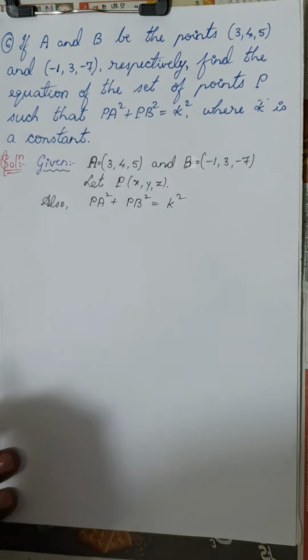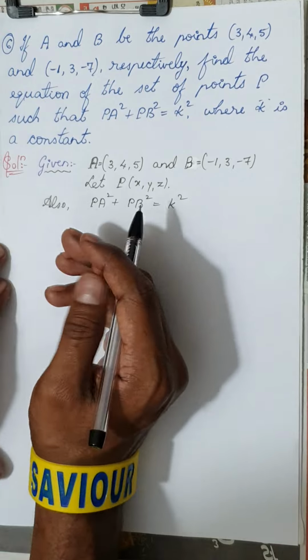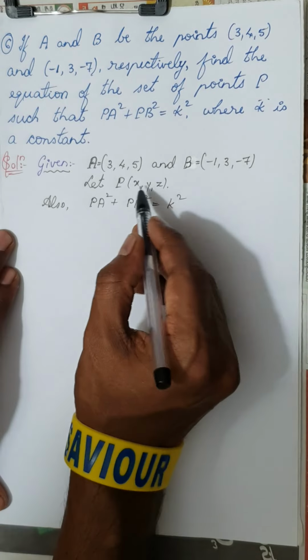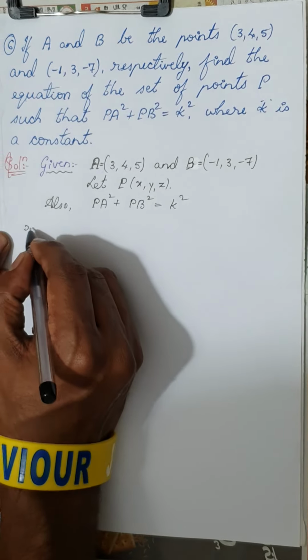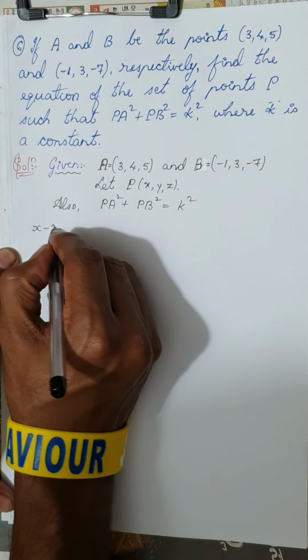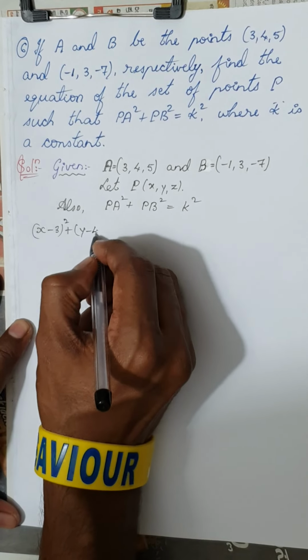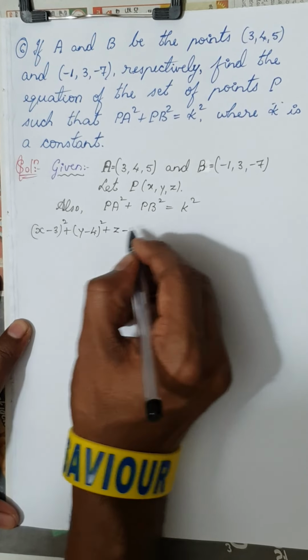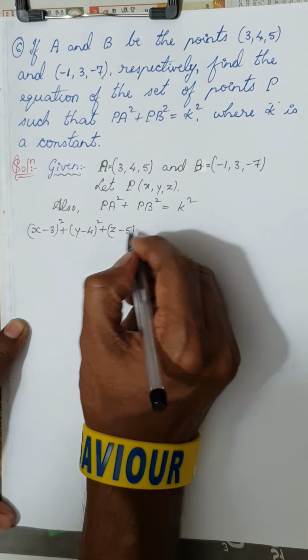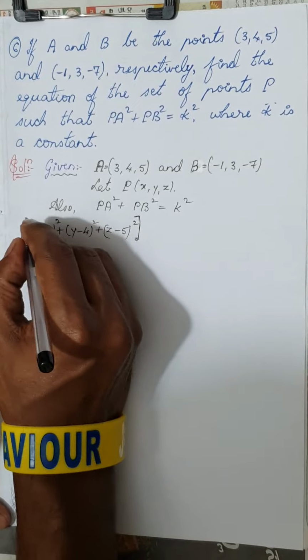Also, the condition he has given is PA square plus PB square is equal to K square. So using the distance formula, PA square, since it is already squared, we don't take the square root. So x2 minus x1 whole square, let us take P and A. So x2 minus x1, so x minus 3 whole square plus similarly y minus 4 whole square plus z minus 5 whole square. This is my PA square.